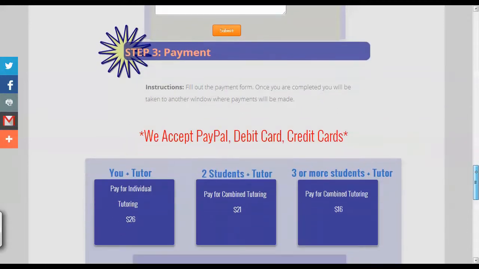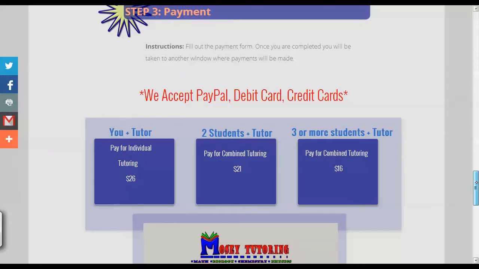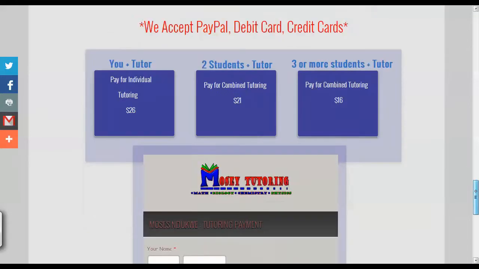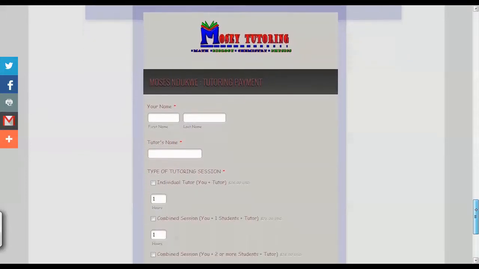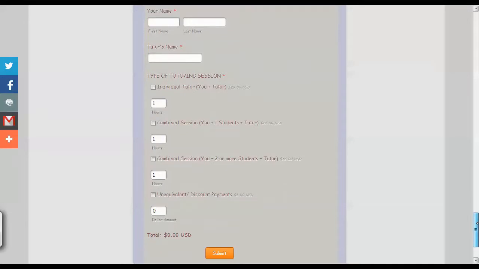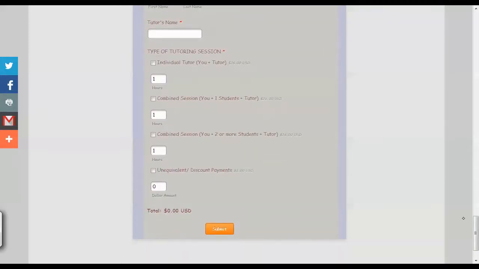The third step is, of course, the payment. We accept PayPal, debit cards, and credit cards. The student would have to complete this really short form, and the form will calculate what they need to pay. They would then hit submit, and it would take them to a PayPal payment page.